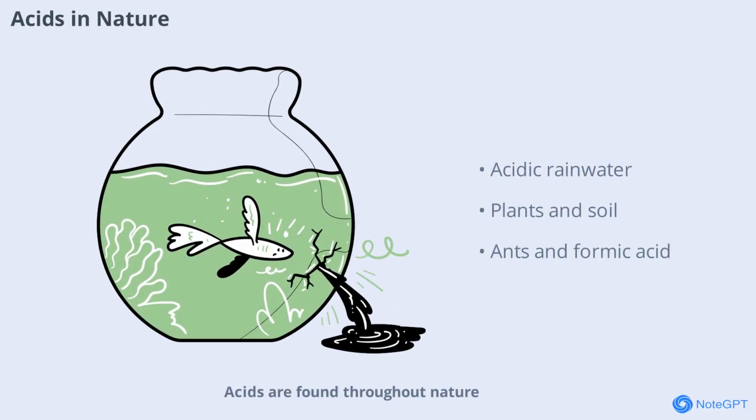Acids are found throughout nature. Rainwater is naturally slightly acidic due to dissolved carbon dioxide forming carbonic acid. Some plants, like pine trees, produce acidic substances that affect the soil around them. Even in the animal kingdom, ants produce formic acid as a defense mechanism. These natural acids play important roles in ecosystems, helping to shape the environment and support life.